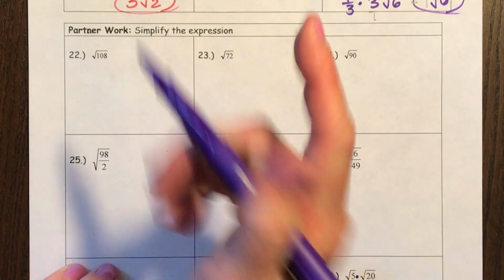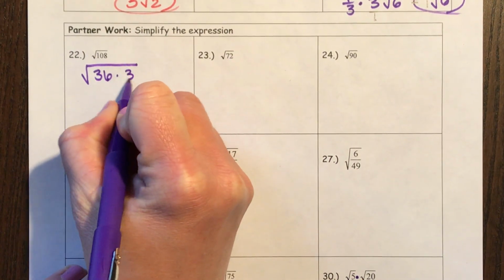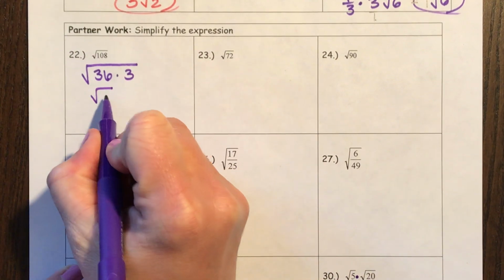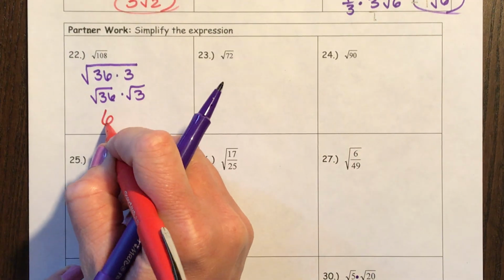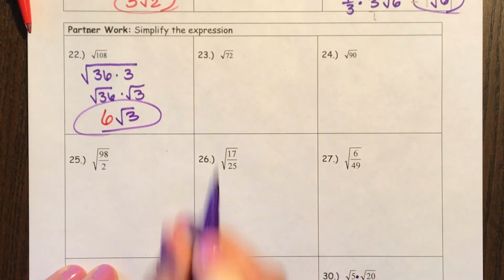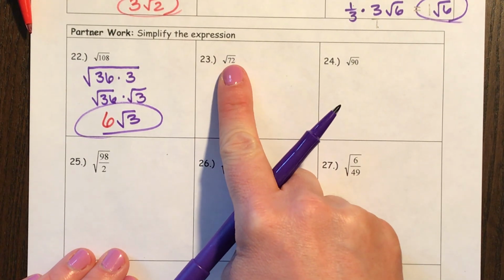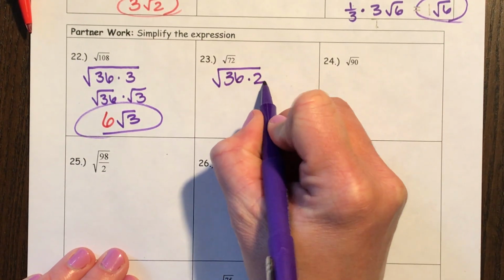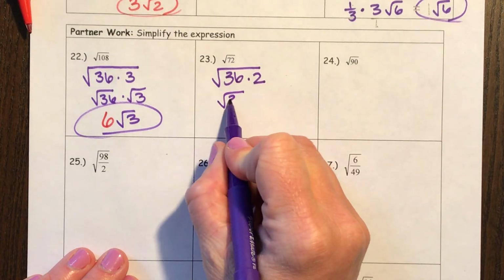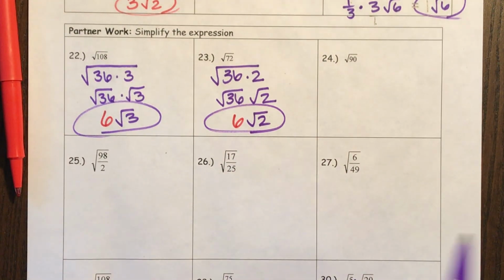All right, square root of 108. The highest perfect square that can go into this is 36, and it goes in 3 times. By my product property, I can split these up, and the square root of 36 is 6, and that's my answer. The square root of 72, the highest perfect square that can go into this is also 36. It goes in twice. Now by my product property, I can split these up. The square root of 36 is 6, and the square root of 2 gets left behind.